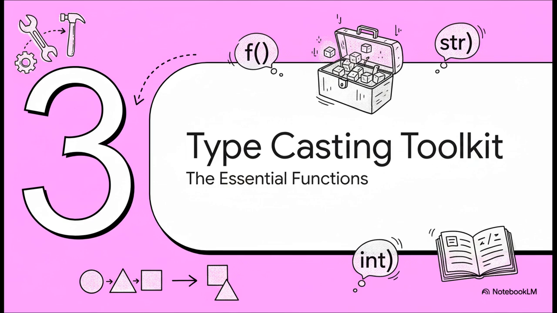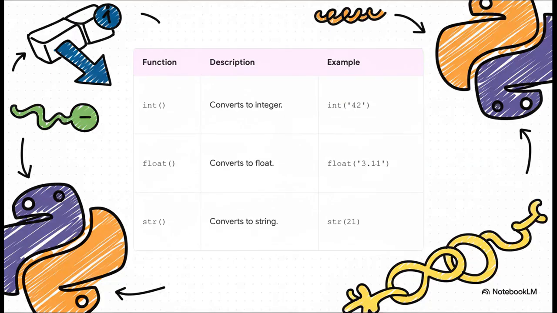So how do we issue these commands? We use a few built-in functions. I want you to think of these as your essential typecasting toolkit. And these are the big three. You've got integer, which turns things into a whole number. You've got float, which turns things into a number with a decimal point. And you've got string, which can turn almost anything into a string. You master these three functions, and you'll solve the vast majority of your data type problems.